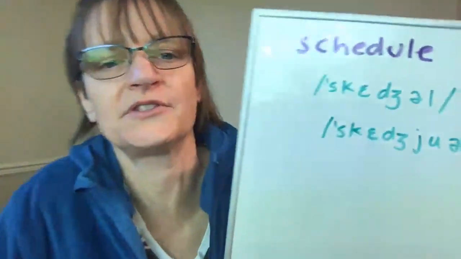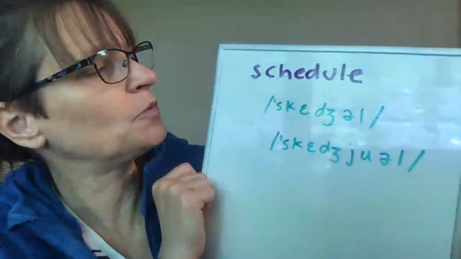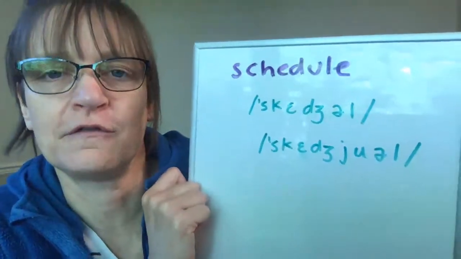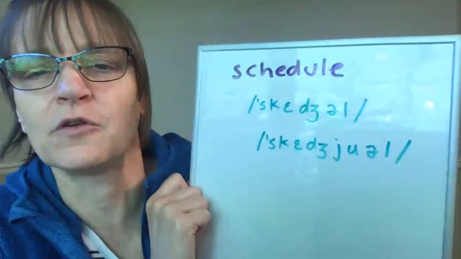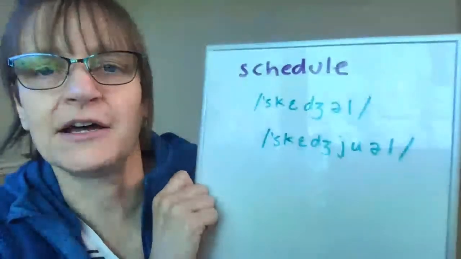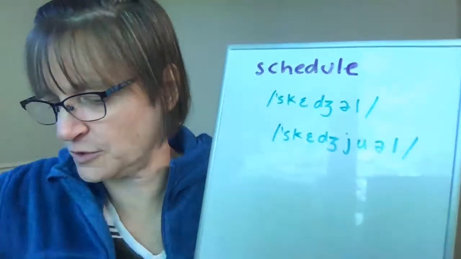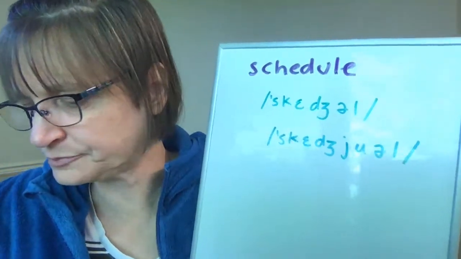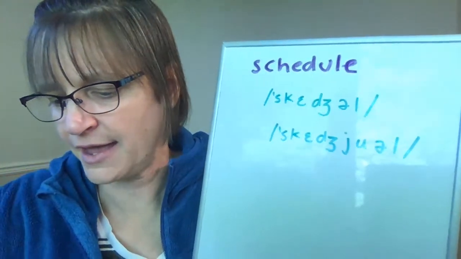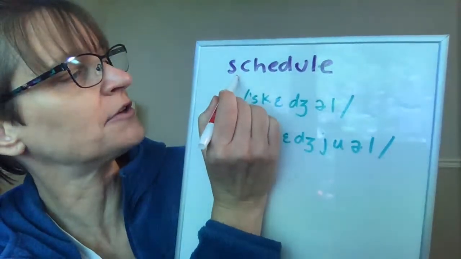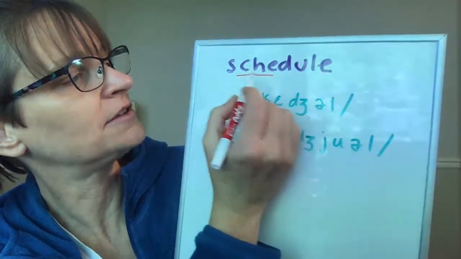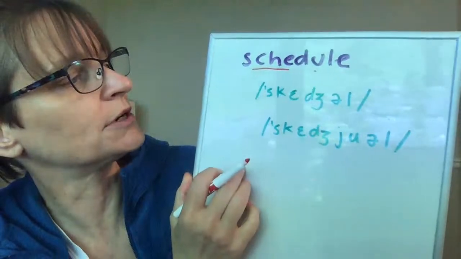So looking at the word schedule, this is a word where the spelling is a little bit confusing because we have the SCH at the beginning of the word, but we don't say a CH sound in this word. We say a K sound in American English. And the word has first syllable stress, so the ske is long and jul is short.